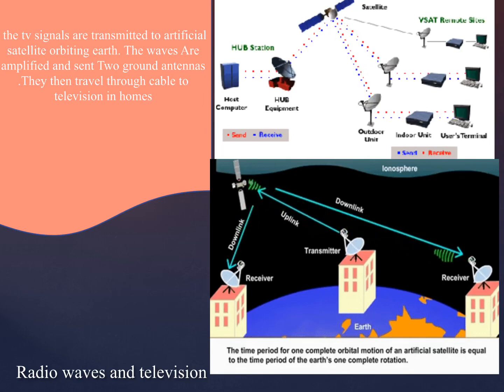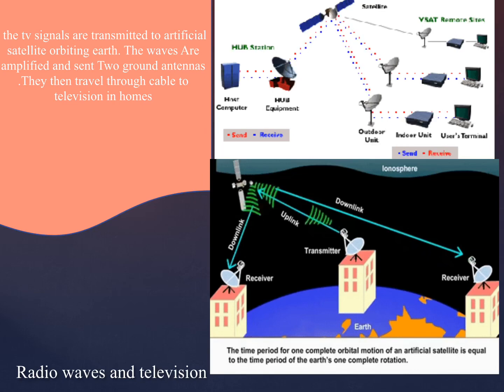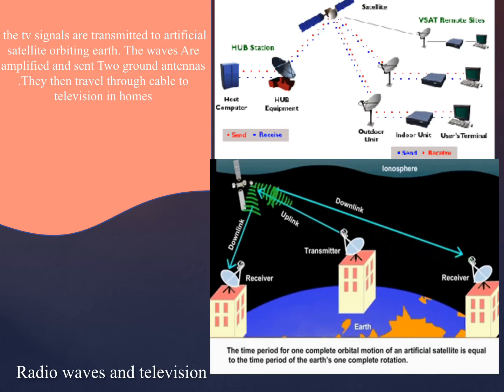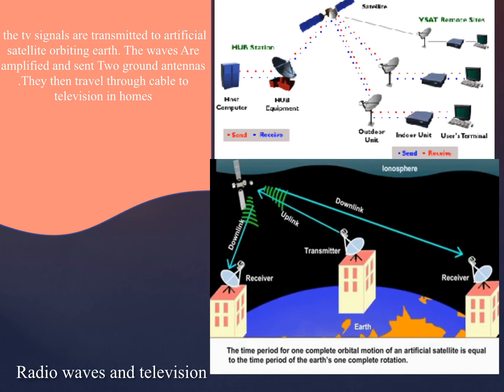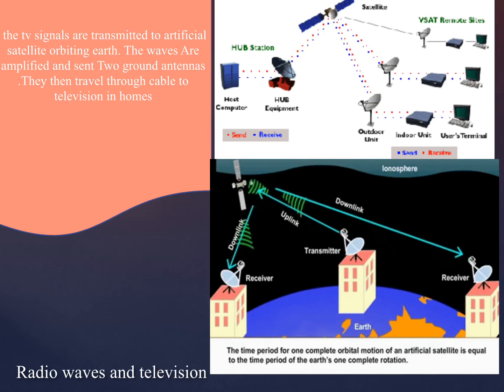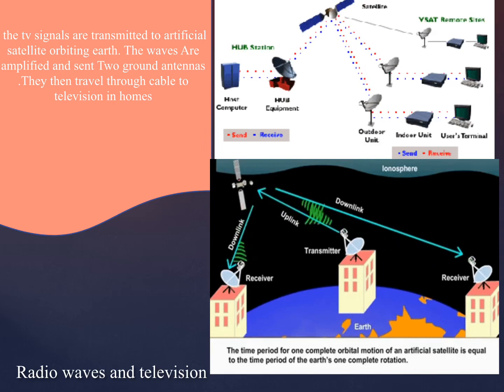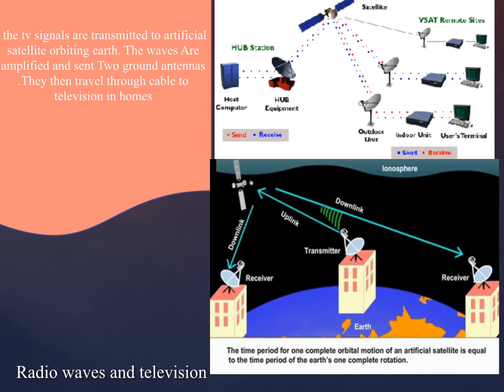As you can see in front of you, how the radio signals are sent to the artificial satellites and then back to the ground, to the antennas, receivers, and then to our home. TV signals are transmitted to artificial satellite orbiting Earth. The waves are then amplified and sent to the ground antennas, then travel through cables to TV in homes.